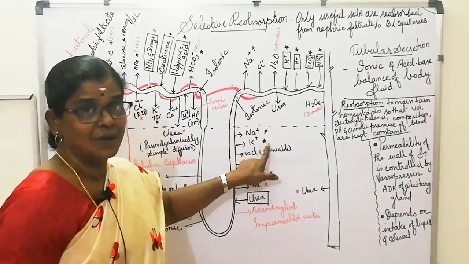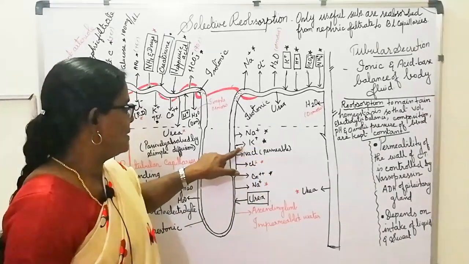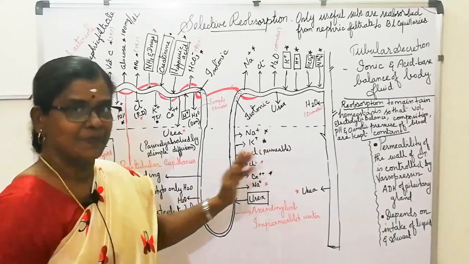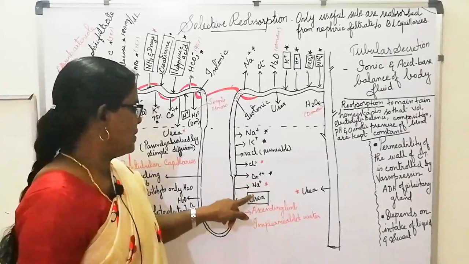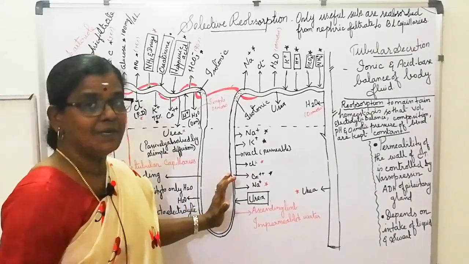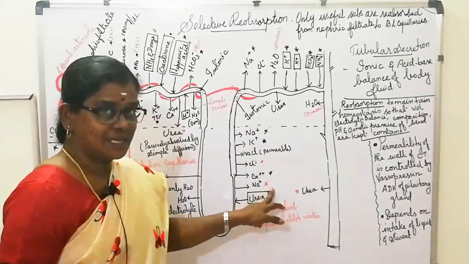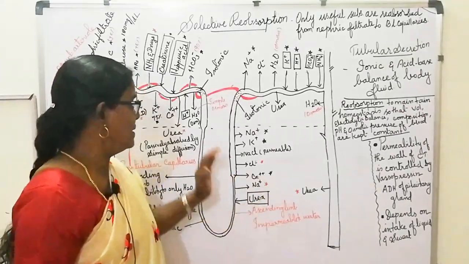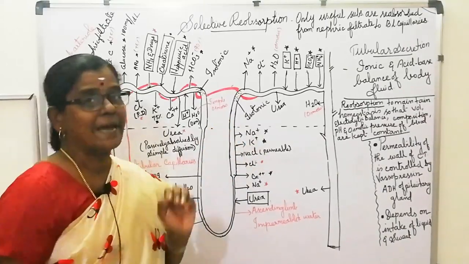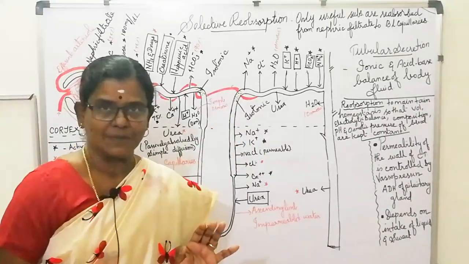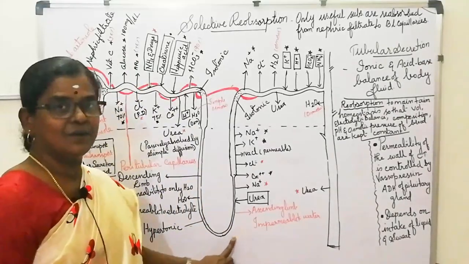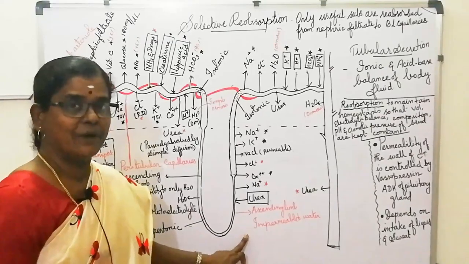Black star active transport. Chlorine. Chlorine is passive transport. Reabsorb. So here in the thin limb, thin segment, sodium is passive transport reabsorb. In the thick limb, thick segment, sodium is active transport reabsorb. Okay? So the filtrate is in hypertonic condition.